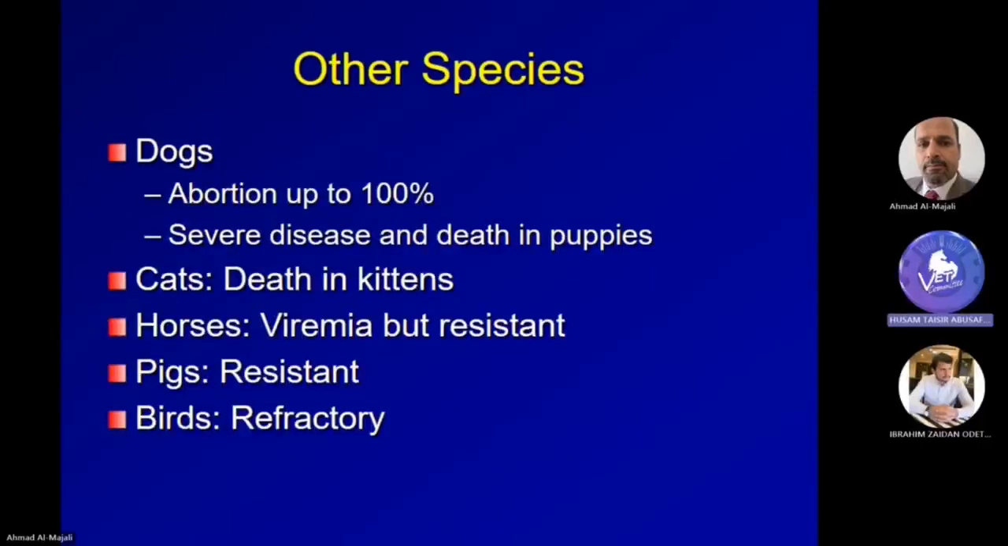So they get the virus, and then they fly until they reach another area. They settle there, and the mosquitoes start working there. So they play a role in transmitting the disease over long distances. So we call them refractories.